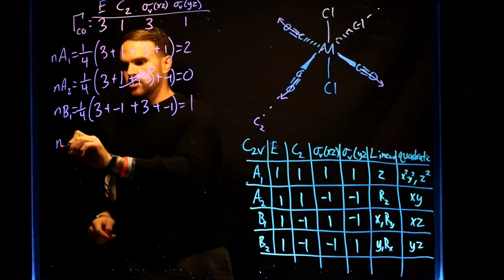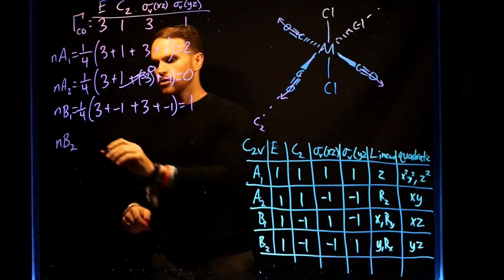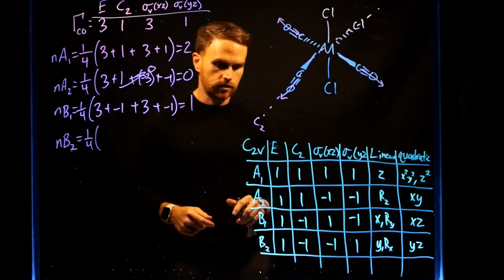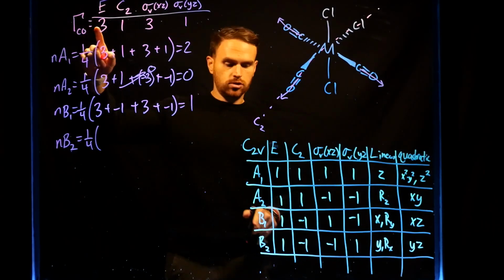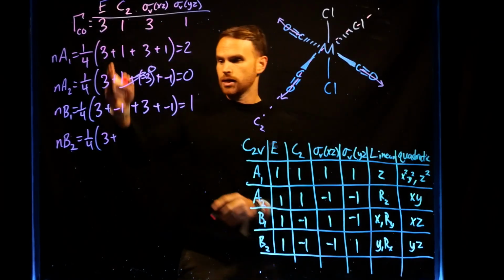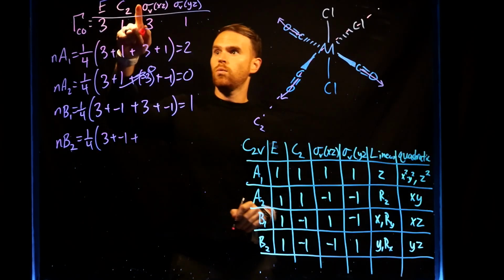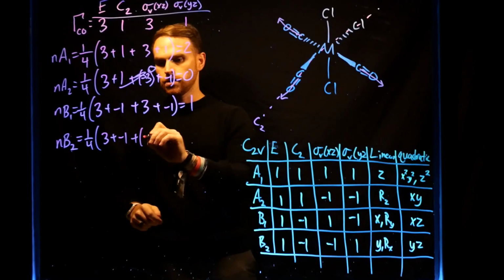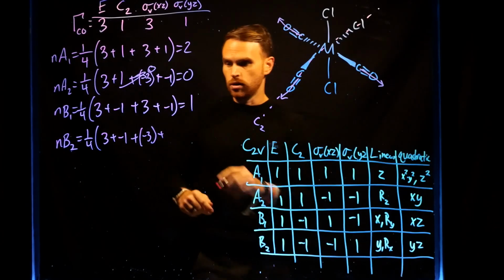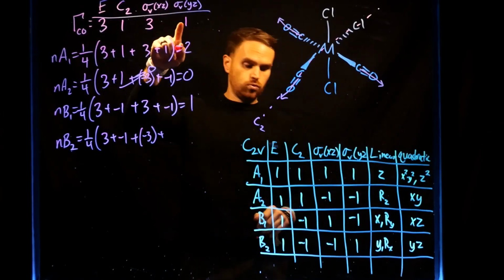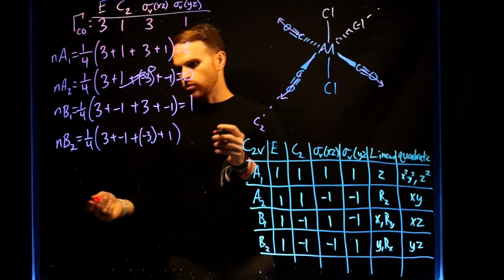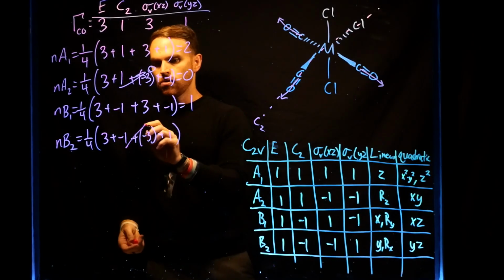Then for determining how many B2s are present in our reducible representation, again it's 1 over 4, which is the order of the symmetry operations. We have a 1 times 3 times 1, which is 3, plus 1 times negative 1, plus 1 times 3 times negative 1, which is a negative 3, plus 1 times 1 times 1. So this also, 3 minus 3 is 0, negative 1 plus 1 is 0, so this is 0.